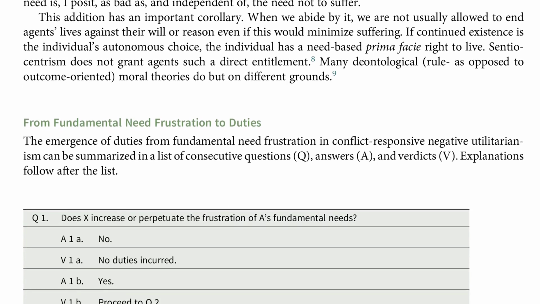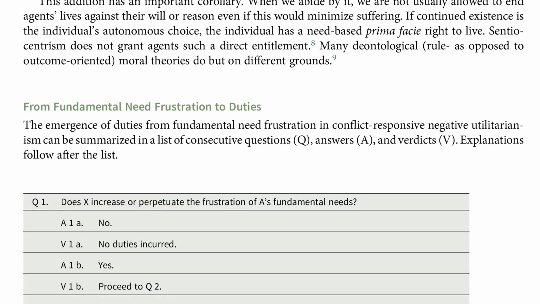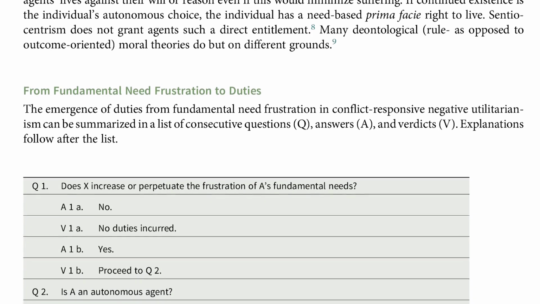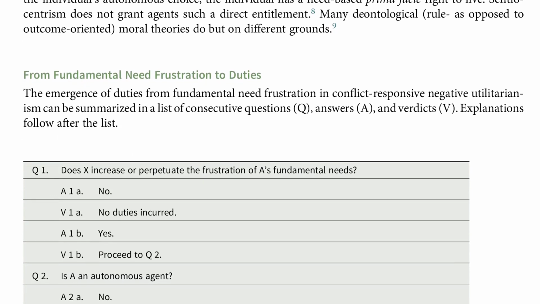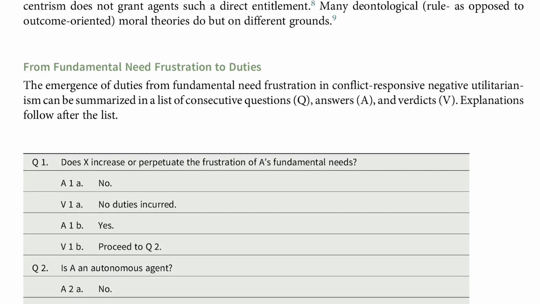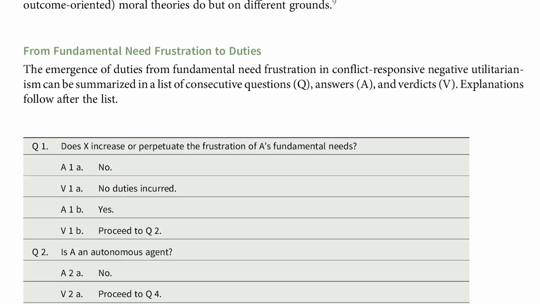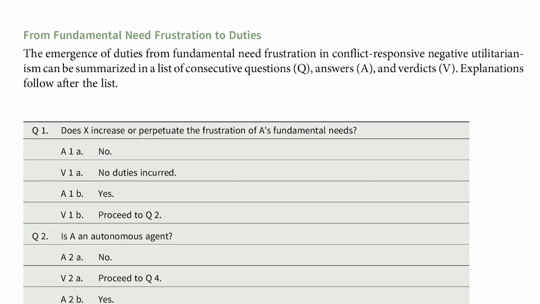Sentiocentrism does not grant agents such a direct entitlement. Footnote 8. Many deontological, rule, as opposed to outcome-oriented, moral theories do but on different grounds. Footnote 9. From fundamental need frustration to duties. The emergence of duties from fundamental need frustration in conflict-responsive negative utilitarianism can be summarized in a list of consecutive questions, Q, answers, A, and verdicts, V. Explanations follow after the list.